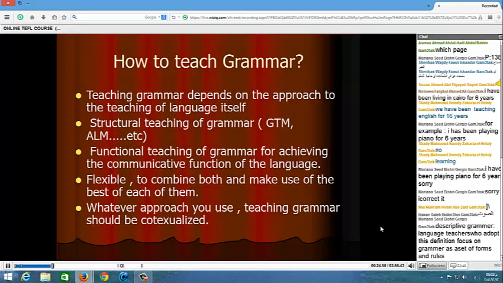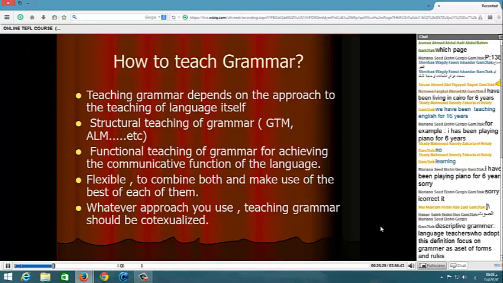The purpose was to translate from one language into another. So the purpose was not to use the language for communication, but rather to understand the written form of the language and to write it correctly. So descriptive grammar was appropriate for that method. So if we are using the grammar translation method, we use descriptive grammar, and we'll talk about how it should be taught later, or what we call structural grammar.